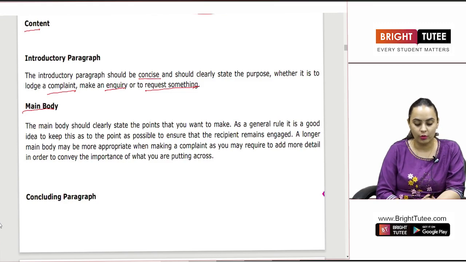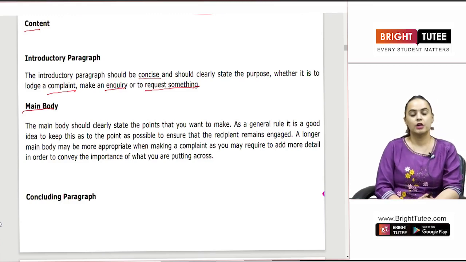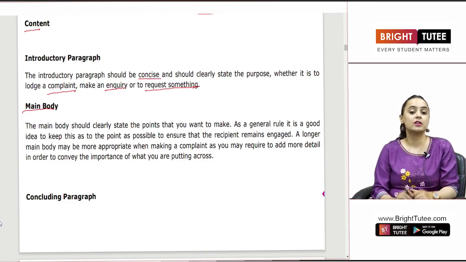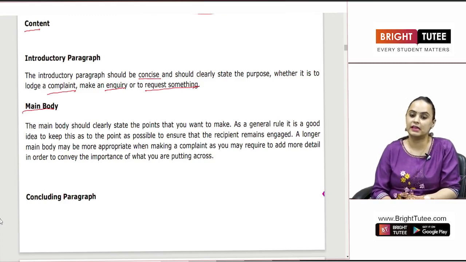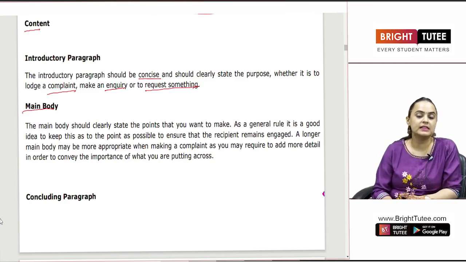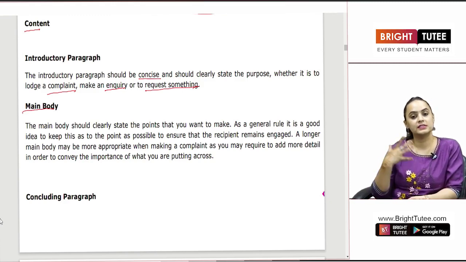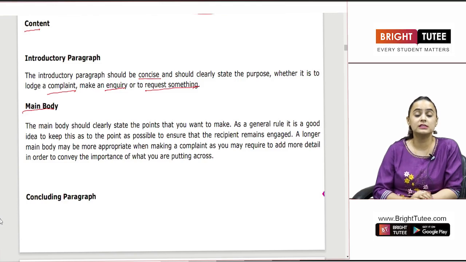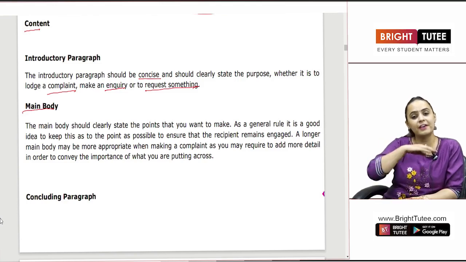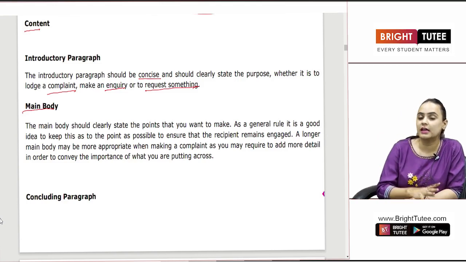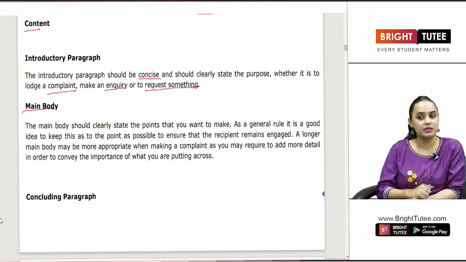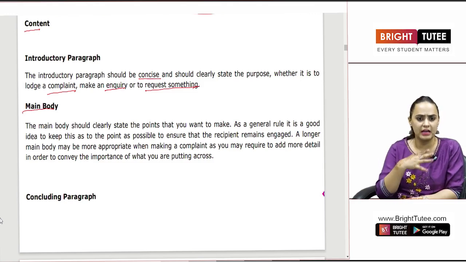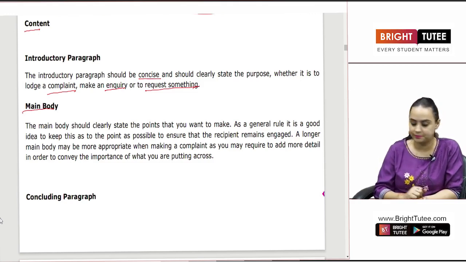A longer main body may be more appropriate when making a complaint, as you may require to add more detail in order to convey the importance of what you are putting across. So, it is always preferable to write a bigger main body, a bigger second paragraph, only when you are writing a letter of complaint. Because when we are writing a complaint letter about something, then it is important for us to tell the other person everything in detail. What is it that we are complaining about, when did we purchase it, every receipt number, the MRP, and everything is to be mentioned at that time.